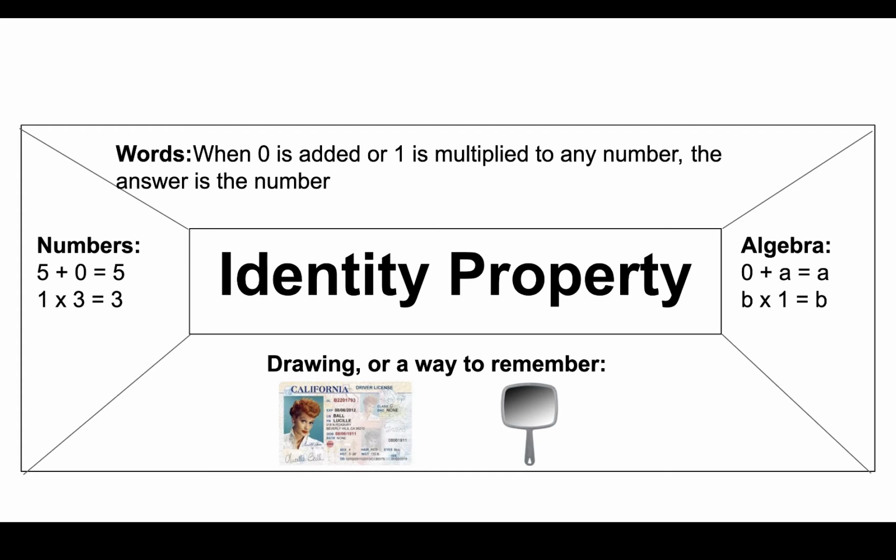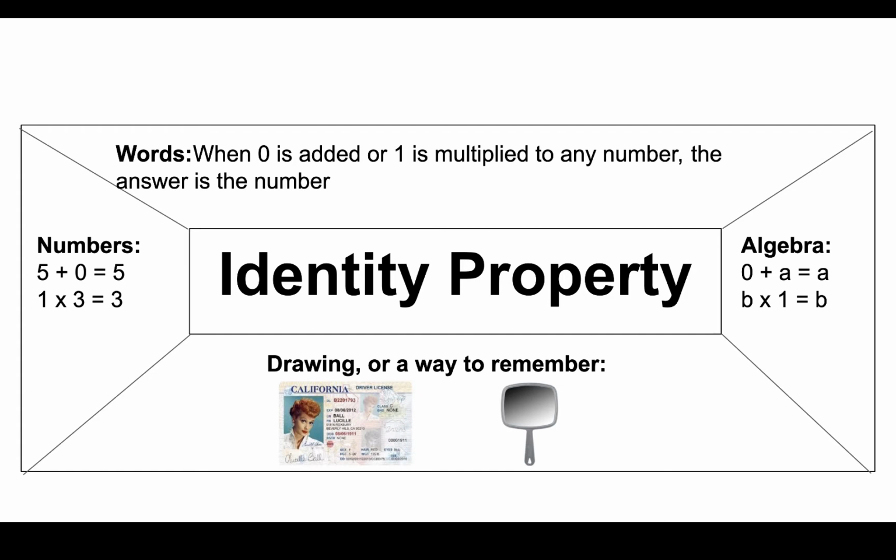Or a license, because it has your picture on it, is another way to remember the identity property, that whenever you're adding 0, you're going to get the number, and whenever you're multiplying by 1, you're going to get whatever number you're multiplying by 1.